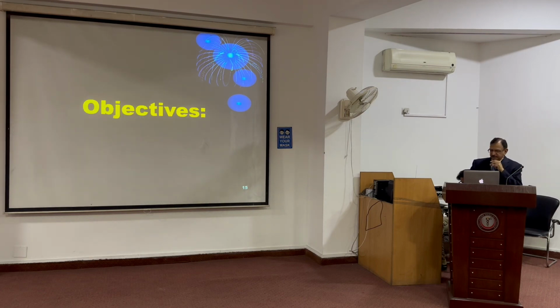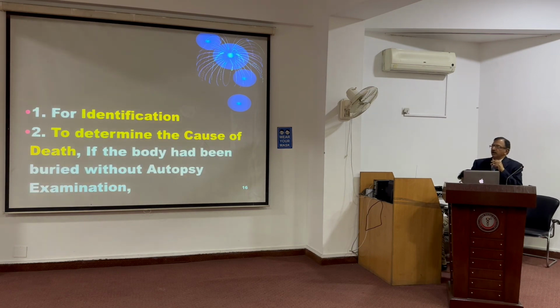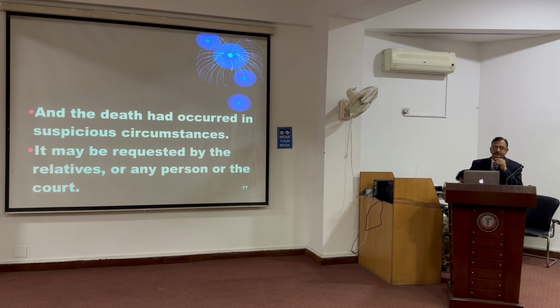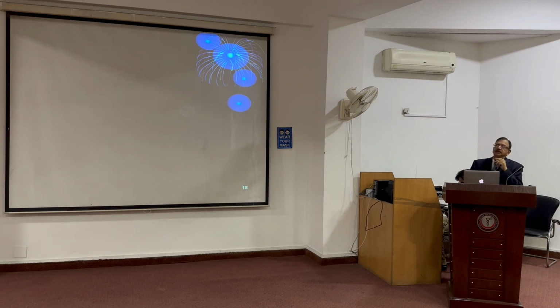So what are the objectives? The main objective is identification, or to determine the cause of death if the body has been buried without initial examination when the death has occurred under suspicious circumstances. It is sometimes requested by the relatives, the police or the court when they think that this digging out is necessary to find out the cause of death in suspicious circumstances or for any other objective.